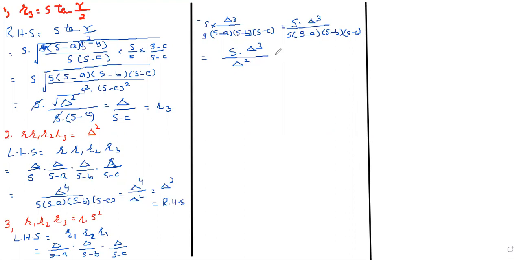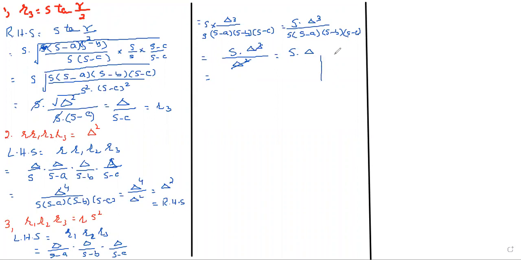Right. Okay. So this will become now, delta square got cancelled with this. Okay. So we get S delta, and delta is equal to RS. Right?